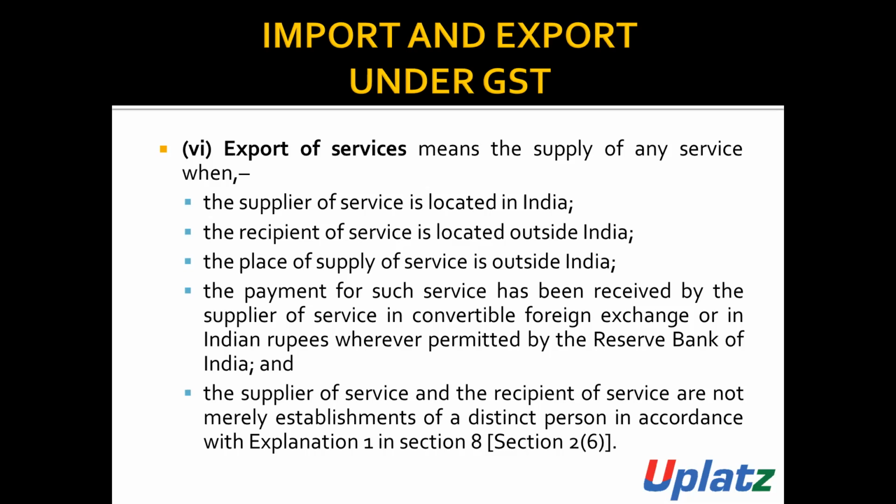When there is any supply of service where, number one, the supplier is a person located in India. The recipient is a person located outside India. The place of supply is outside India, and the payment in respect of such service has been received in convertible foreign exchange or in Indian rupees, which is permitted by the Reserve Bank of India. And the supplier of the service and the recipient of service should not be establishments of a distinct person.